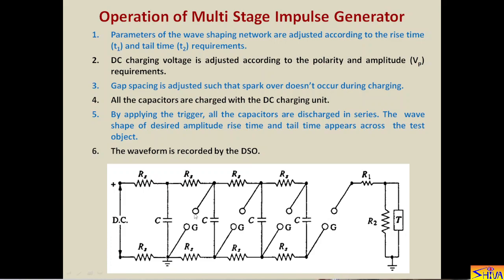If it is less than 3.33 centimeter, then as soon as this voltage becomes 100 kV, this gap will spark over and we will not get the desired voltage across this test object. So accordingly we have to adjust the gap. Next, all the capacitors are charged with the DC charging unit. Fifth, by applying the trigger, all the capacitors are discharged in series. The wave shape of the desired amplitude, rise time and tail time appears across the test object, and this waveform is recorded by the DSO. So this is how we operate the multi-stage impulse generator.